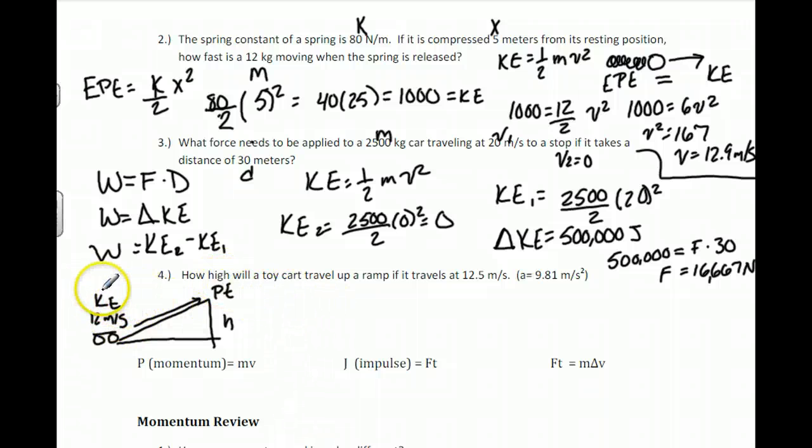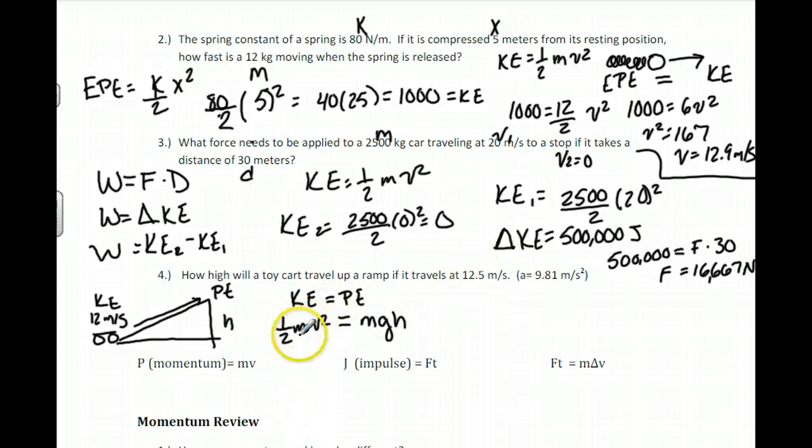So that means I should be able to find how much energy I have at the beginning and set that equal to my energy at the end. Let me show you what I mean. My kinetic energy at the beginning should equal my potential energy at the end. The formula for kinetic energy is 1/2 mass times velocity squared, and the formula for gravitational potential energy is mass times gravity times height, correct?